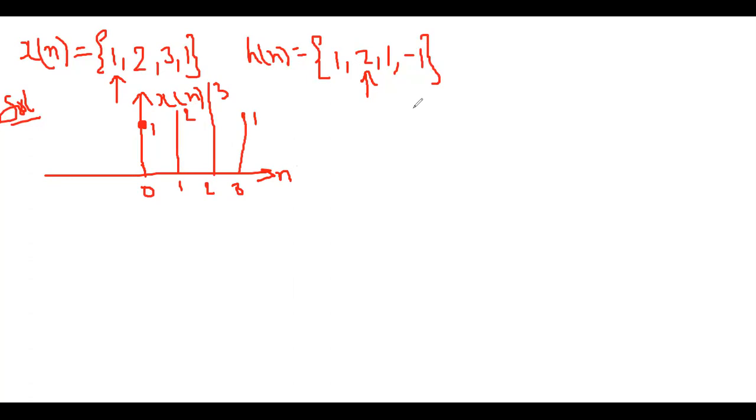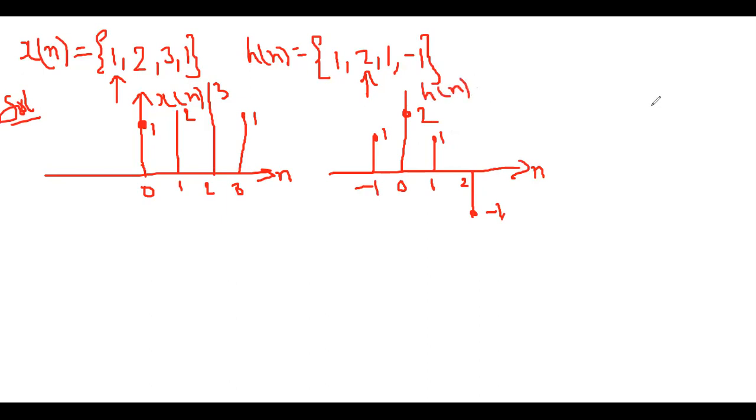Okay, my dear students. The h of n graphical representation is: at 0, the value is 2, at -1 it is 1, at 1 it is 1, and at 2 it is -1. So that is h of n.